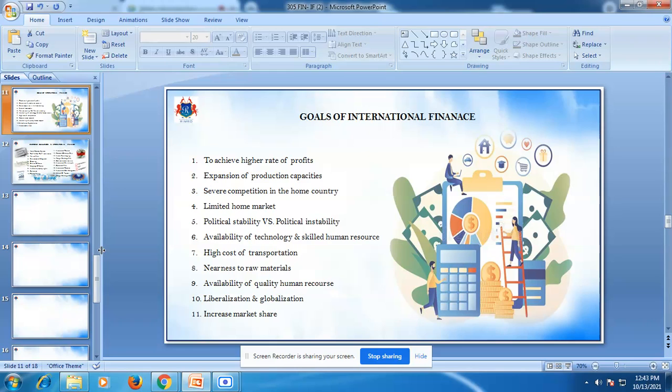Then the next goal is liberalization and globalization. In this part, most of the countries in the world liberalize their economies and open their countries to the rest of the world. Then the last goal of international finance is to increase market share.